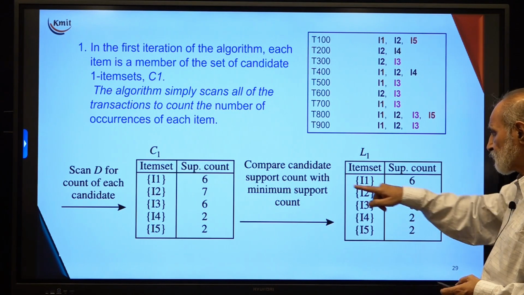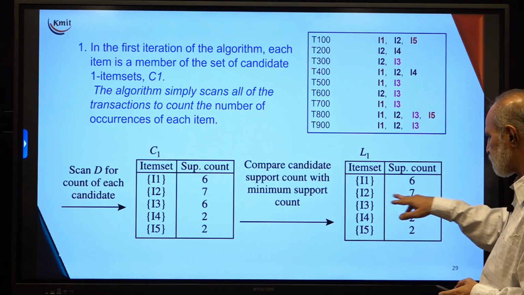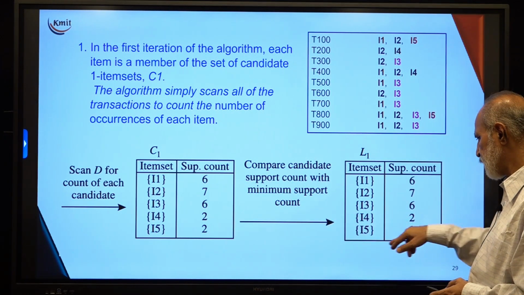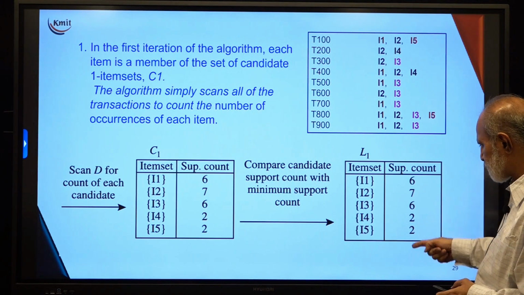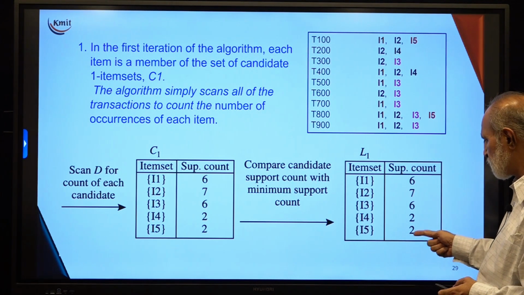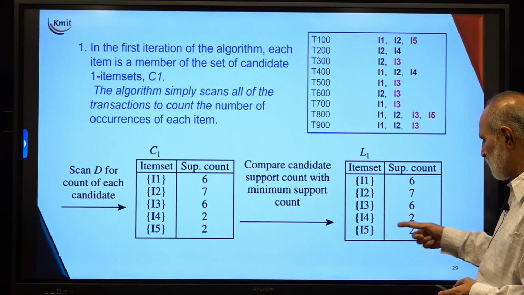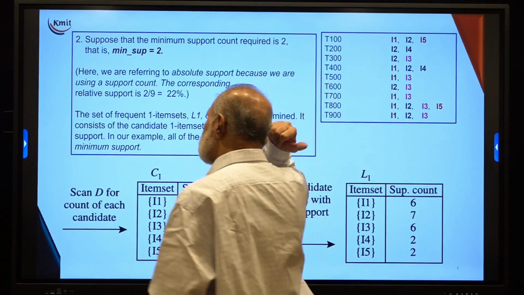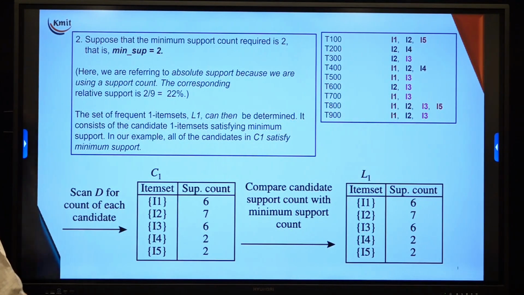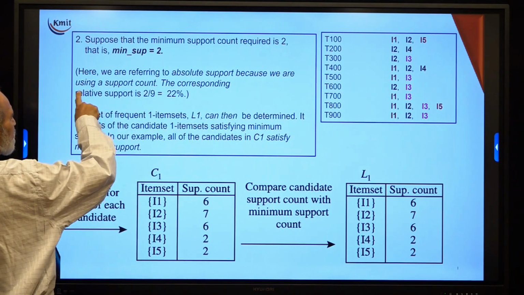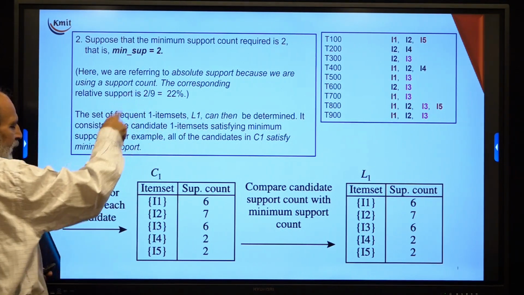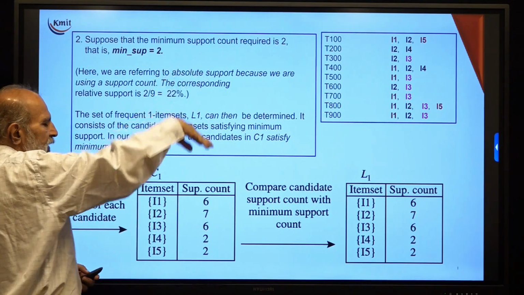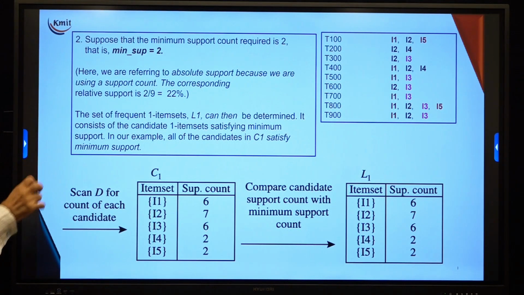I2 has 7, I3 has 6 and so forth, with I4 and I5 having 2. That means each of the items satisfies my minimum support count equal to 2. I4 and I5, though they have only 2, still meet the support count. Now, here we are referring to the absolute support count because we are using the support count only. If I take the relative one, then I have 2 and the total number of transactions is 9, and it becomes a relative support. Right now, I am taking the absolute value.